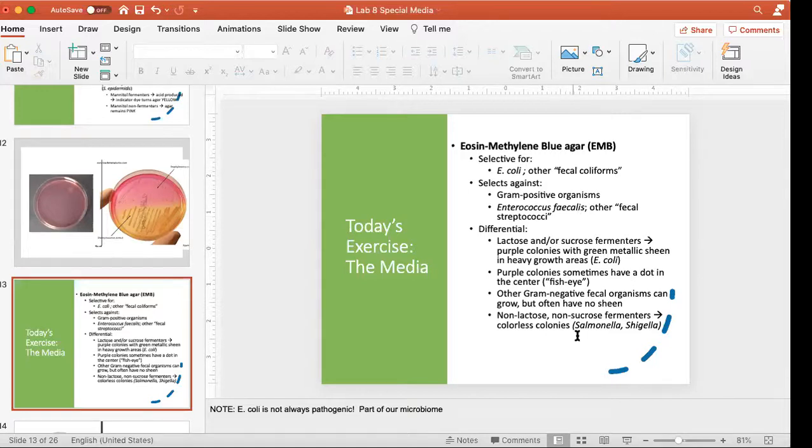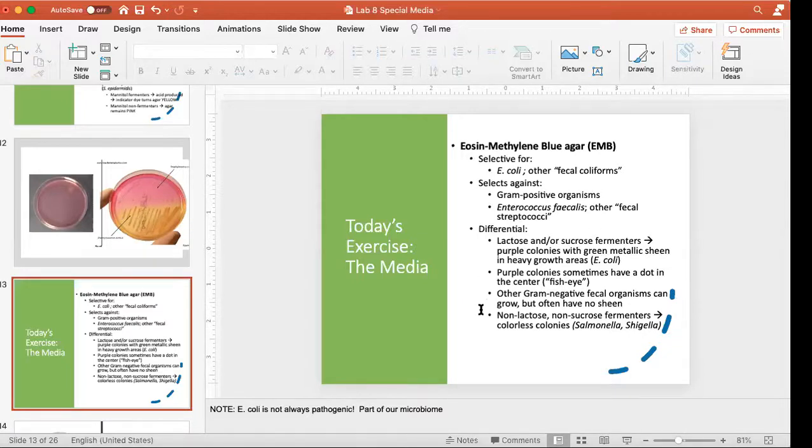A couple of examples of those are Salmonella, which you've probably heard of, and another intestinal organism called Shigella. These can grow on EMB, but they can't ferment the sugar. So their colonies will not be purple. Their colonies will stay clear on the agar. And of course, there won't be any green color because only E. coli shows the green color.